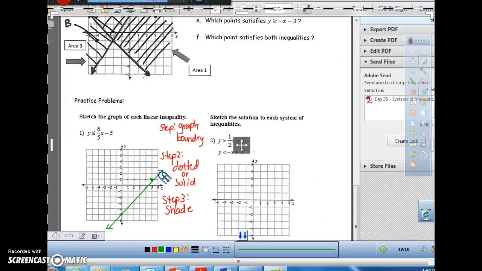Step 3 is to shade. It says that y is less than. If you look at the summaries that you wrote down, y is less than or equal to gets shaded below. Now, if you don't memorize that, you will have to test a point. You can pick an x and y point and see if it satisfies, like we did at the very beginning, and see which region all the points end up working.